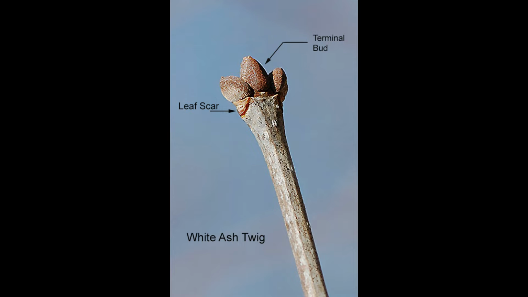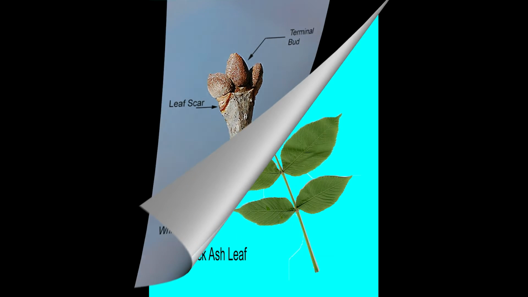The first thing we should look at is the distance between the leaf scar to the terminal bud. With the white ash, there is no space between the terminal bud and the leaf scar. There is a noticeable difference between the black and red ashes in the distances between the leaf scar and the terminal bud.